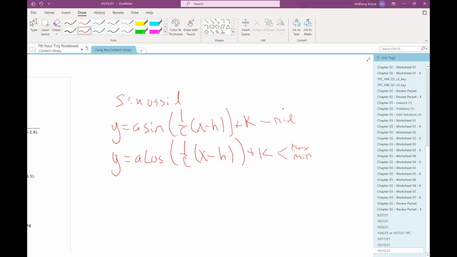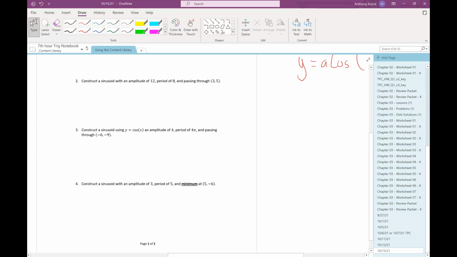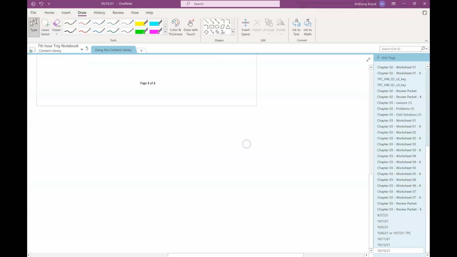How are you given, like, you're given the midline through K, how would you be given a maximum or minimum? Look at number 4. I'm given an amplitude, a period, and then that it has to have a minimum at that point. So that's a problem I would definitely use cosine to do because I'm given a minimum.